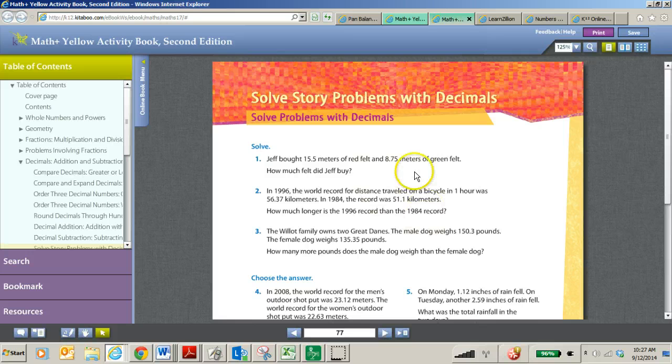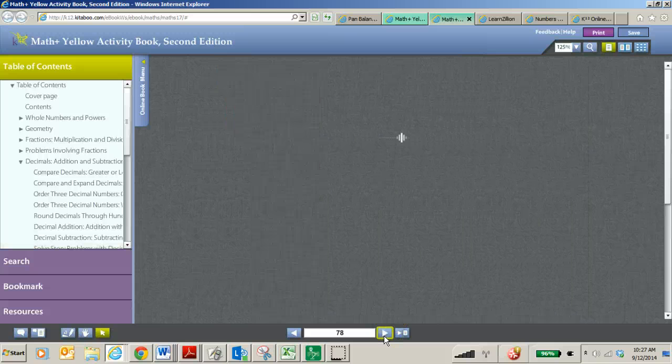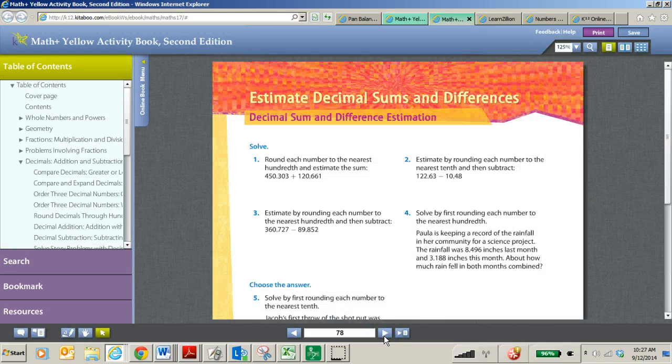You will continue to have problem solving, and so students will need to know whether they need to add or subtract. There could be even multi-step problems. And then we do want students to estimate, which basically is the same as rounding, but it may not always tell you where to round. This one does. It says round each number to the nearest hundredth and then estimate the sum.